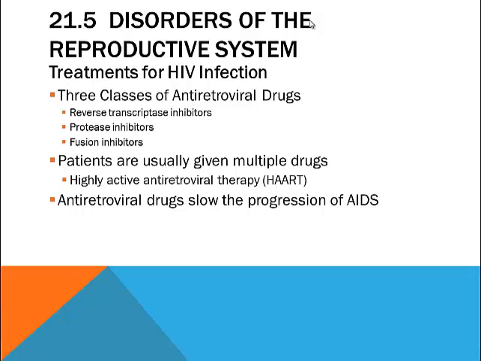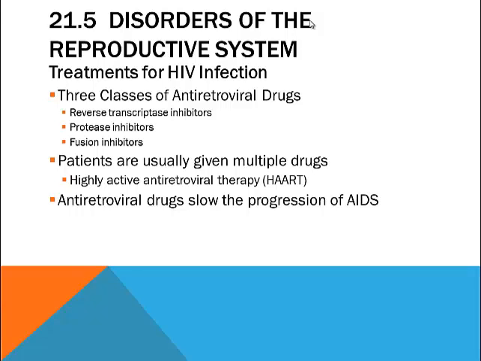Treatments for HIV infection are complicated. Currently, there are 3 classes of antiretroviral drugs. Reverse transcriptase inhibitors block the production of viral DNA from RNA. Protease inhibitors block viral enzymes that cleave the long viral polypeptides prior to assembly. Fusion inhibitors interfere with the virus's ability to fuse with the host's plasma membrane during the initial infection.